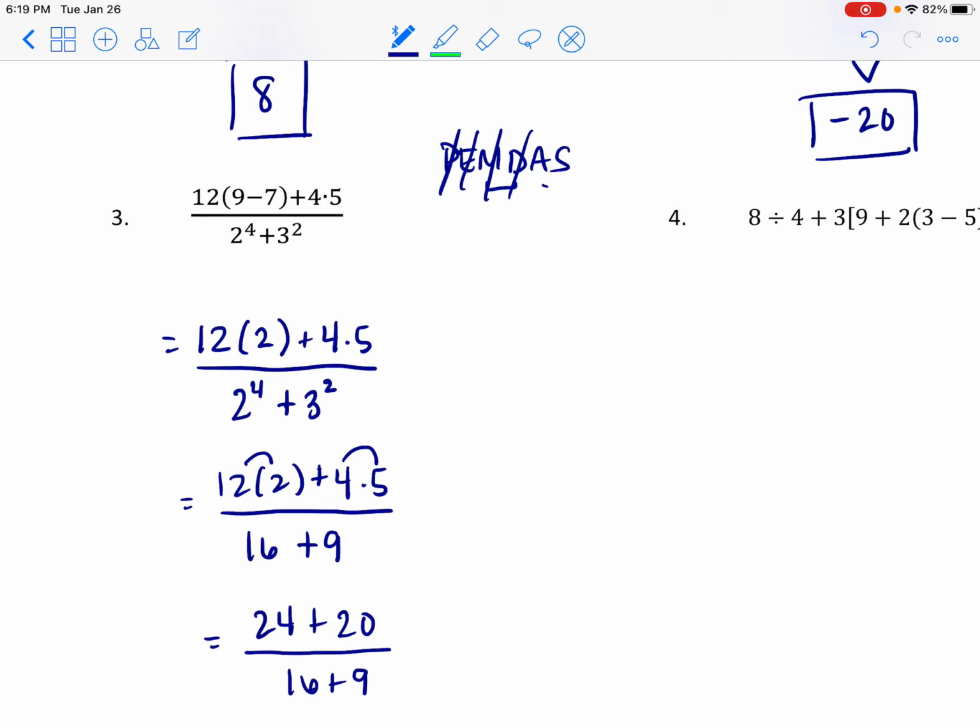And now the addition. So 24 and 20 makes 44 in my numerator. And 16 and 9 is going to make 25 in my denominator. And that's as far as we can go with that one. That's not going to be reducible.